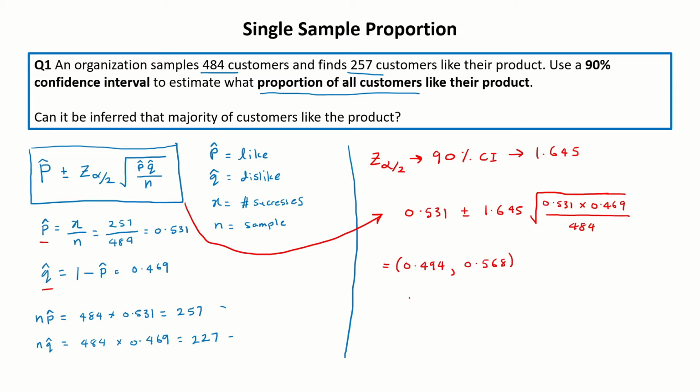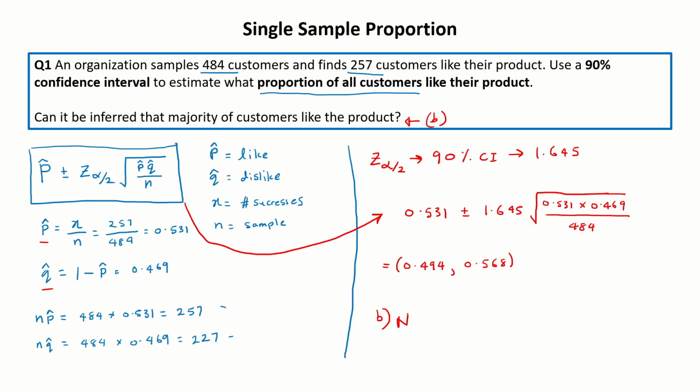So this confidence interval gives us the interval with a 90% level of confidence, in which the true proportion of customers that like the product lie for the sample of 484 customers. So this is specifically for the sample, it's a single sample proportion. We can then use this to answer the second question, which is part B. So part B is, can we infer whether the majority of the customers like the product or not?